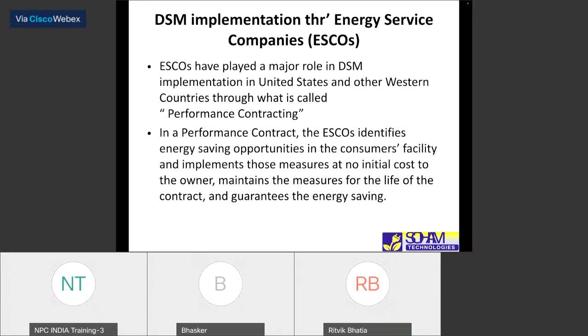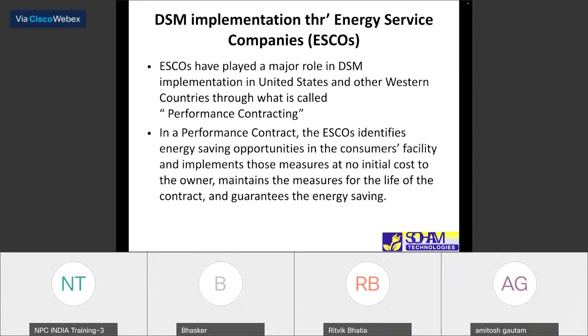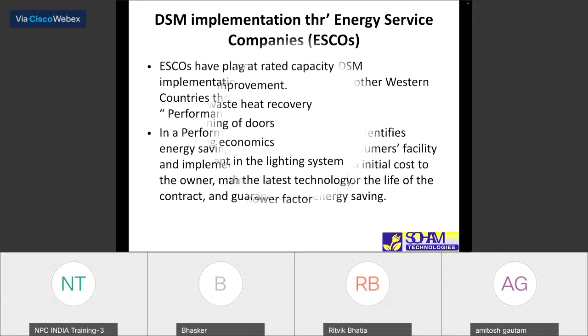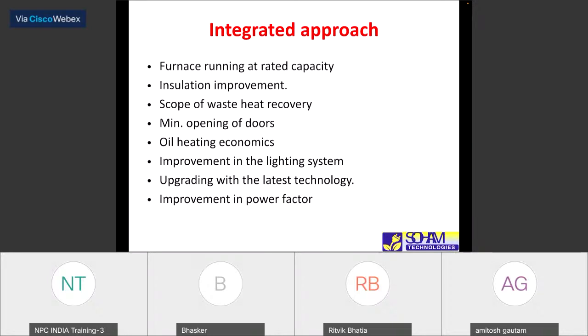performance contracting. In the performance contract, the ESCO identifies energy saving opportunities in the consumer's facility and implements those measures at no initial cost to the owner, maintains the measures for the life of the contract and guarantees the energy saving. So these are the things which we can do.